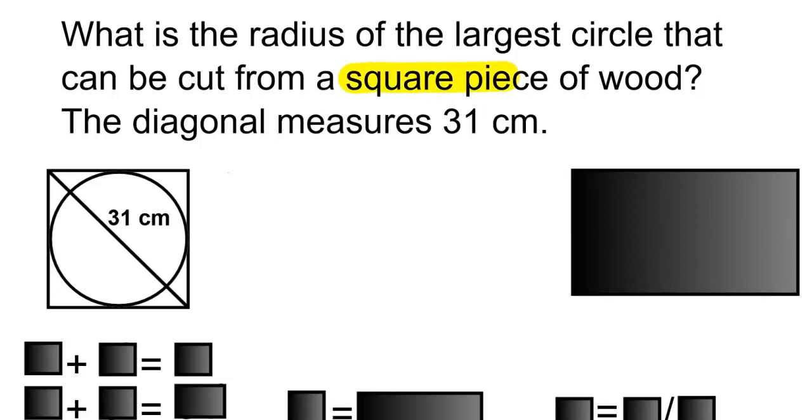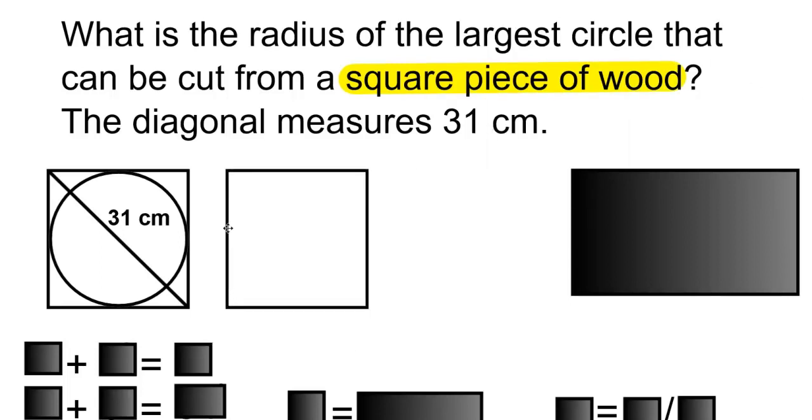To make more sense of this, we'll try drawing this piece by piece. Start by drawing the square piece of wood. Next, we'll draw the largest circle that can be cut from this piece of wood. The circle will touch all four sides and still be perfectly round.